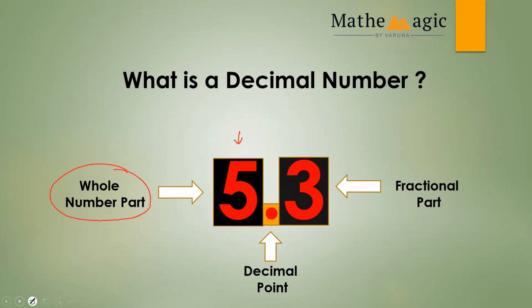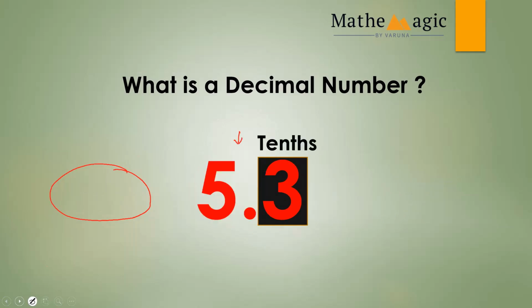Now, let us visualize these numbers. 5.3, what do they mean? So in the number 5.3, the fractional part 3 basically means that it is at the tenths place value. That is the place value of decimal numbers, the numbers after the decimal point. In the next video, we will learn about the place value chart of decimal numbers.